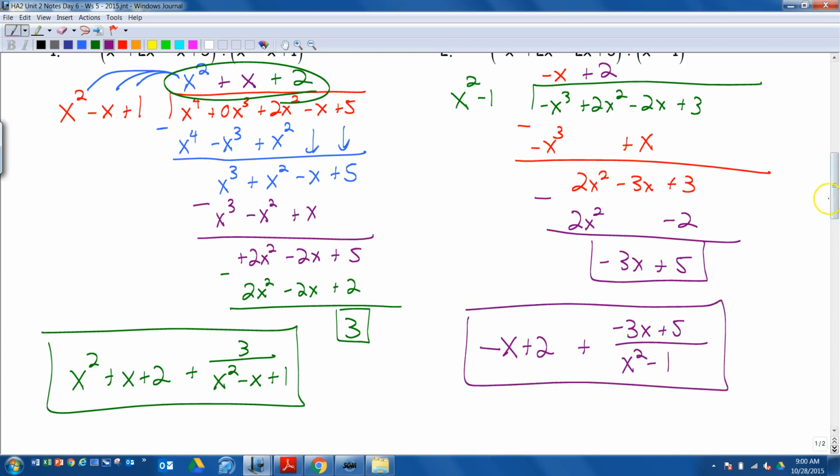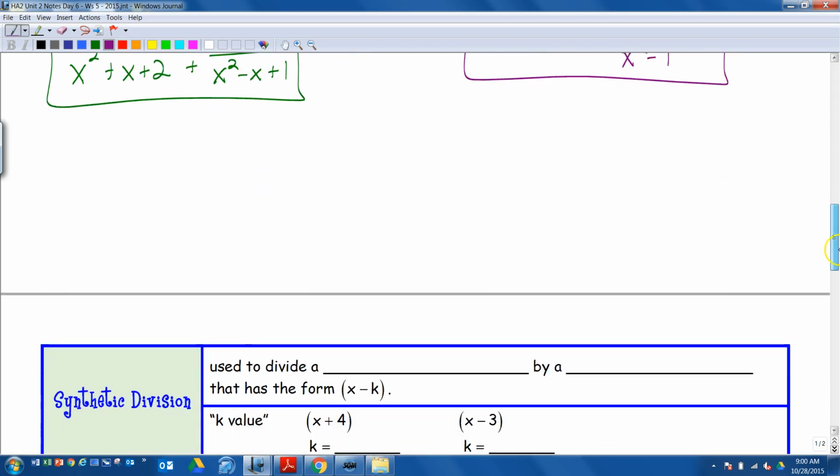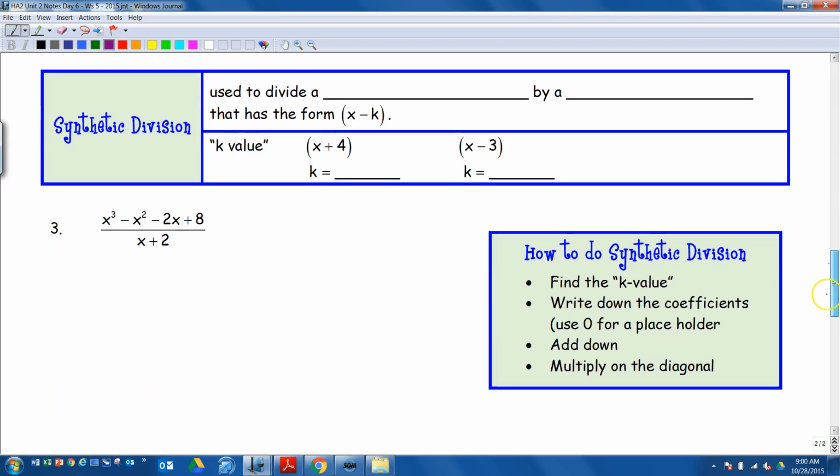Okay, so that's long division. Now we're going to do synthetic division, which we use to divide a polynomial by a binomial. But the binomial has to have just this form x minus k. So it's basically like your zeros or your factors. So if you set this equal to 0, the k value would be negative 4. Or your 0 would be 3. And that's the number you're going to divide by.